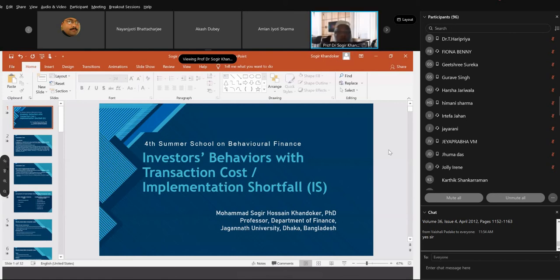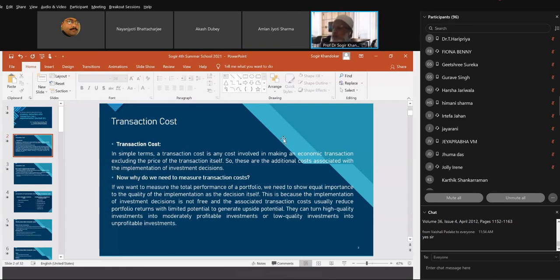So my topic is investors' behavior with transaction cost, also known as implementation shortfall, that is IS. First of all, we want to know what transaction cost is. In simple terms, a transaction cost is any cost involved in making an economic transaction, excluding the price of the transaction itself. So these are the additional costs associated with the implementation of investment decisions.